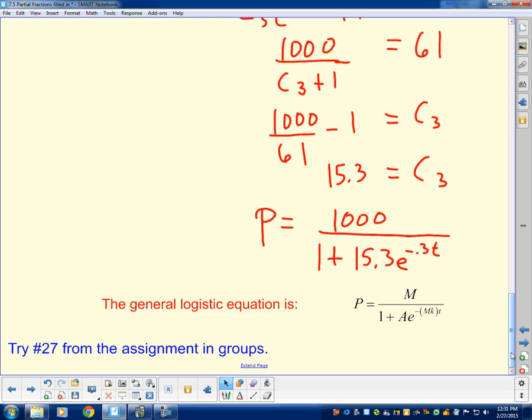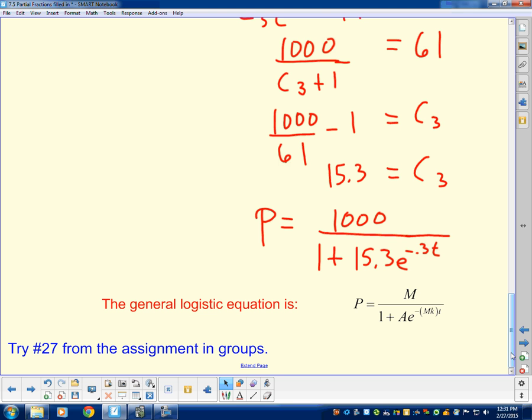Now, A is not quite the initial value. Remember, the initial value of moose is 61. So A is not 61, but we can solve for A by using the initial value, 0, 61. And this exponent up here is actually the product of M times K. So K is not quite the growth rate, but M times K is. And t is the time.